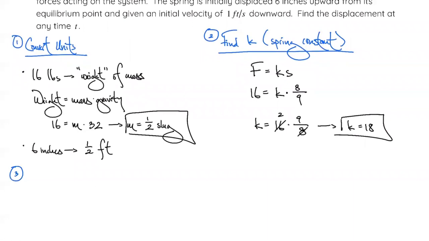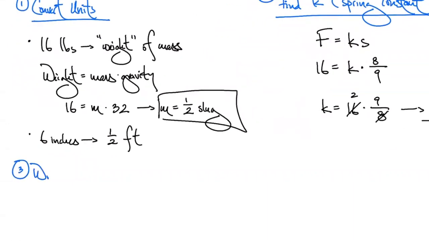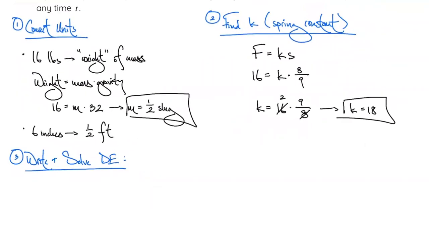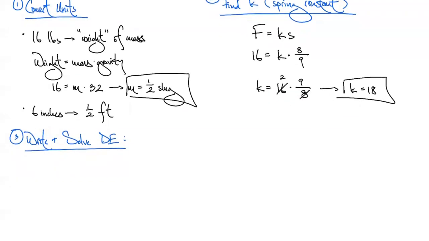So in step 3, we are going to write and solve the differential equation. All right, so write and solve the differential equation. And so our general form, we'll just write that up here. d squared x over dt squared plus omega squared x equals 0. And maybe noting that omega squared is K over m.